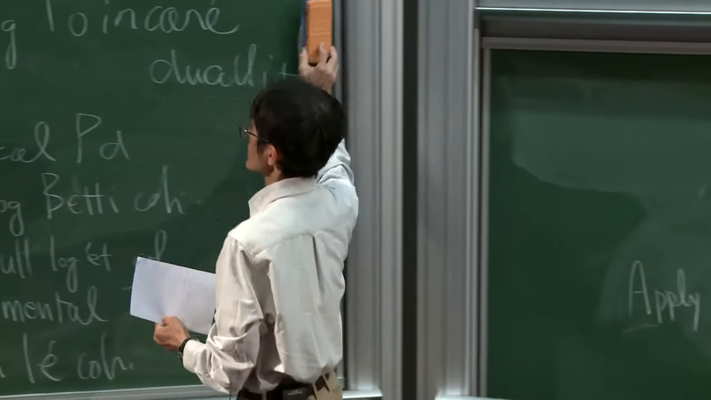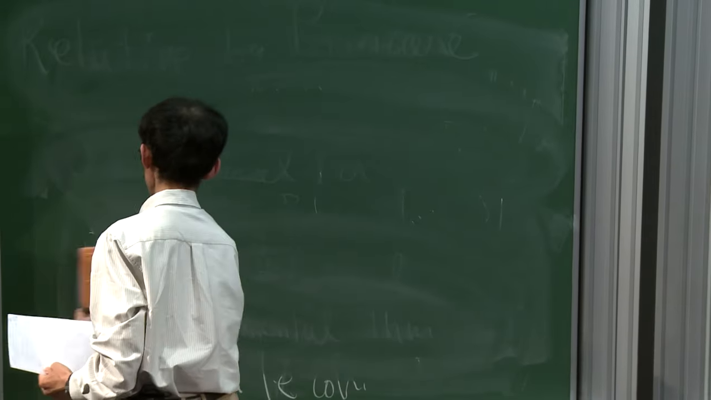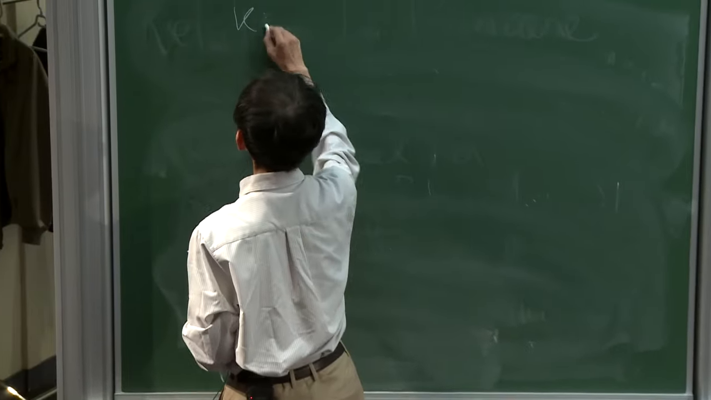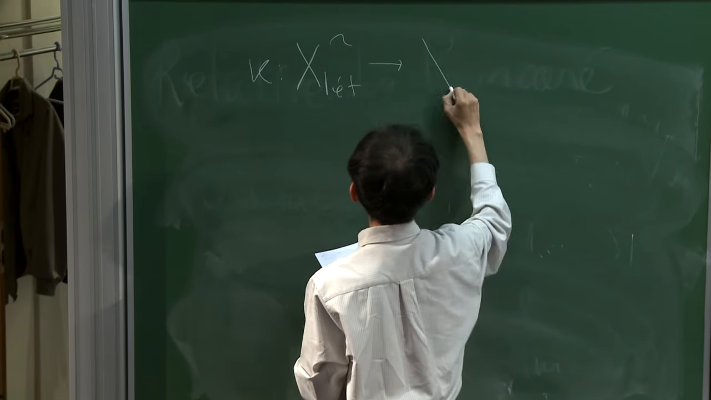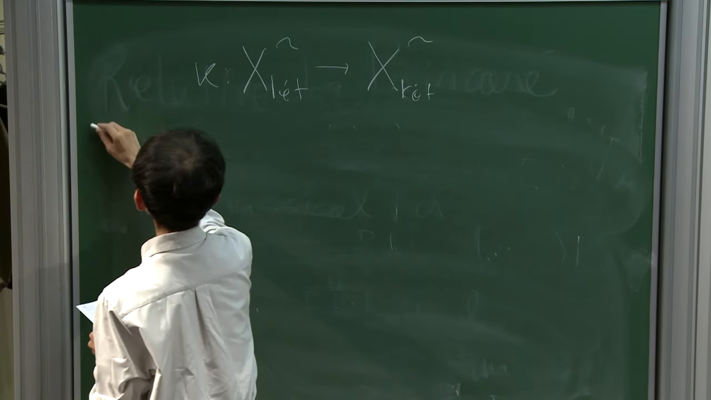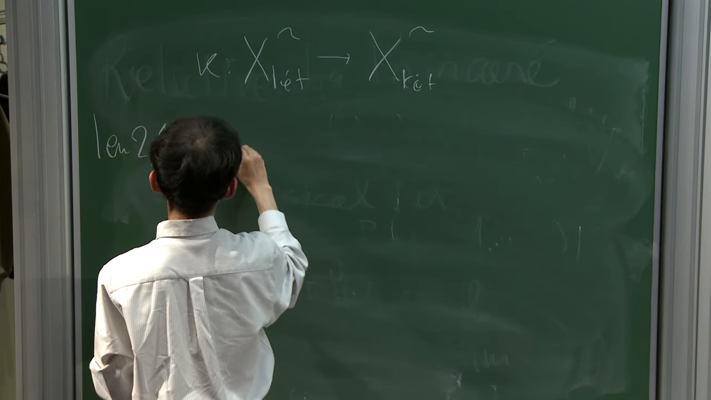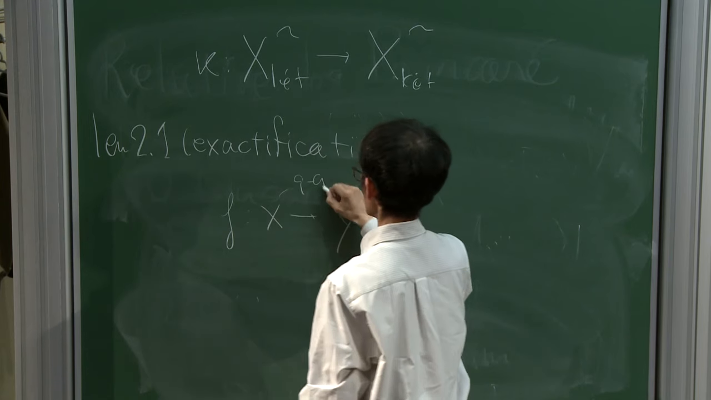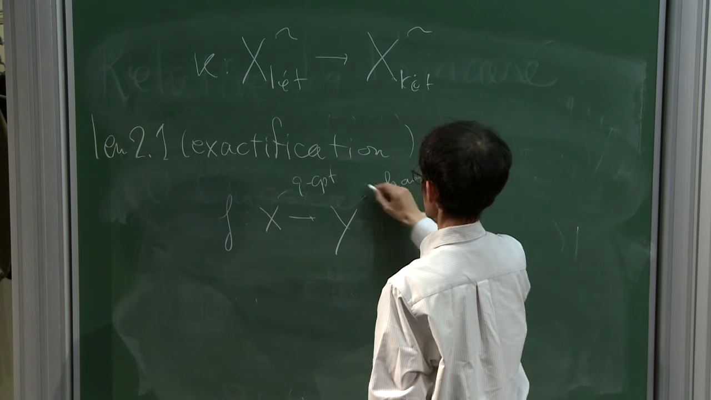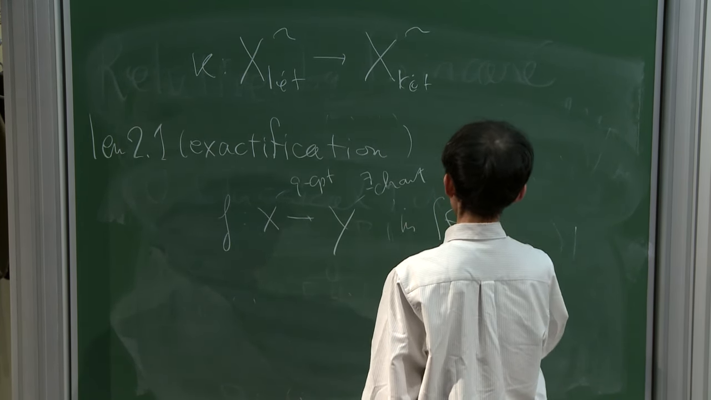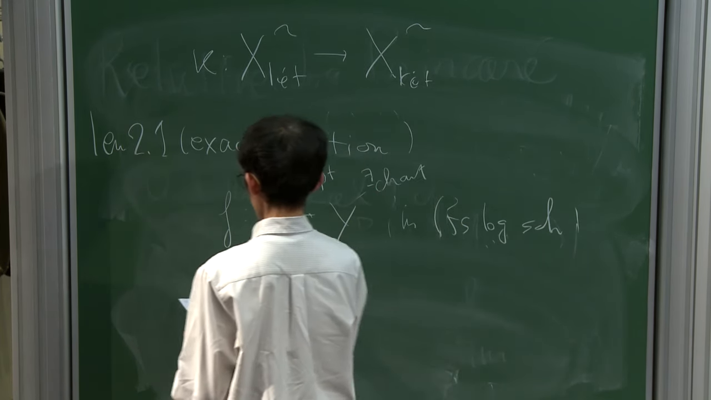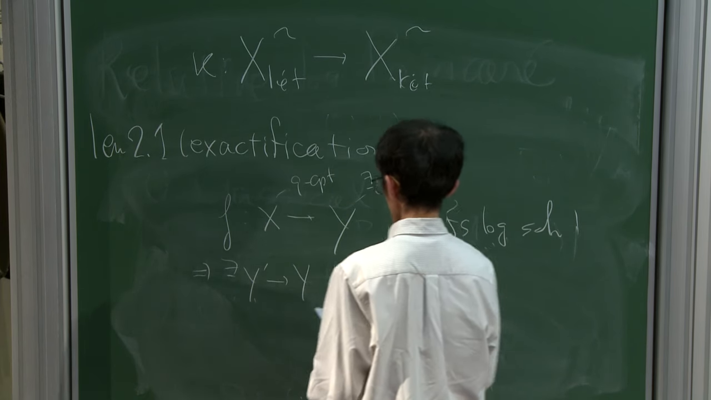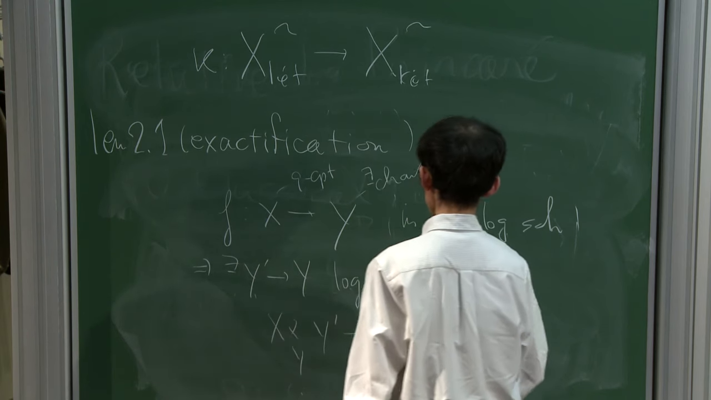There is a morphism of topoi from full log étale to ket. Lemma 2.1, exactification: if the source is quasi-compact and the target has a chart in FS log schemes, then there is a log blow up of the base so that the base change is exact.